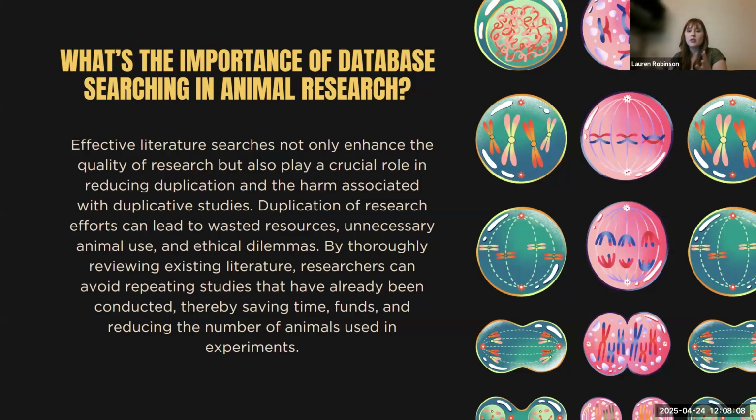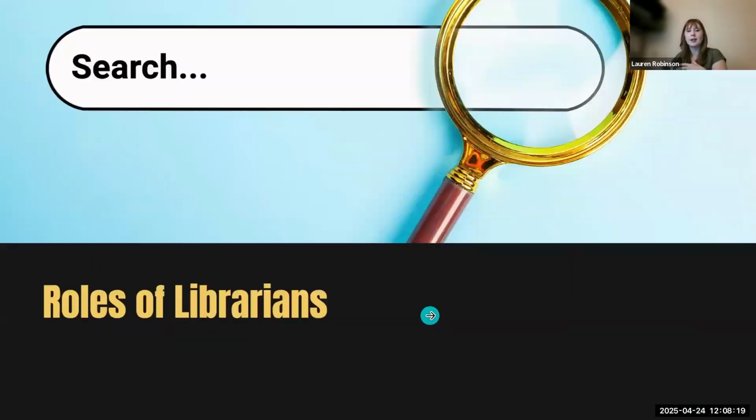Duplication can lead to wasted resources, unnecessary animal use, and ethical dilemmas. By thoroughly reviewing the literature, you can avoid repeating studies that have already been done, save time, funds, and the number of animals used, which goes back to those 3 R's.